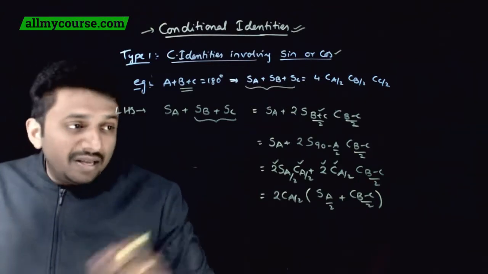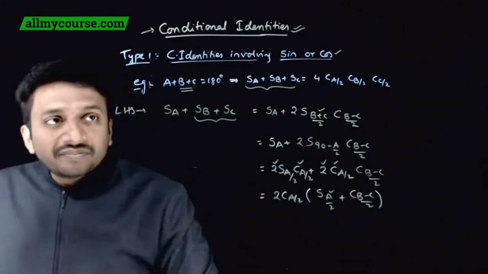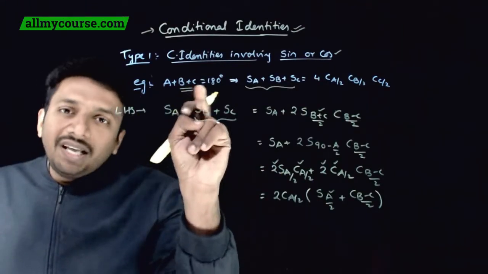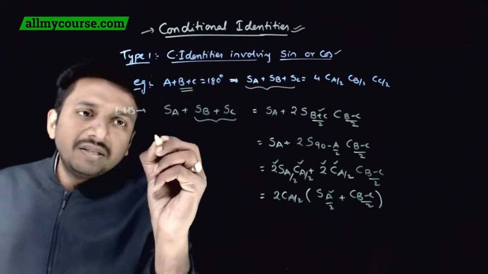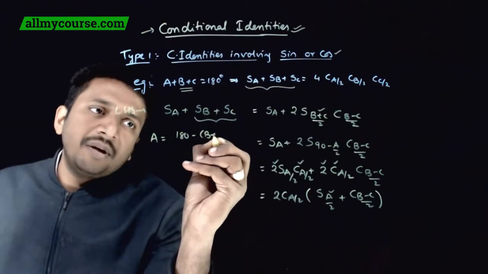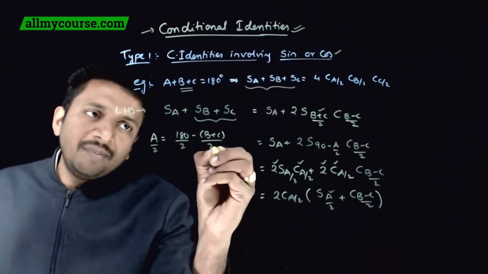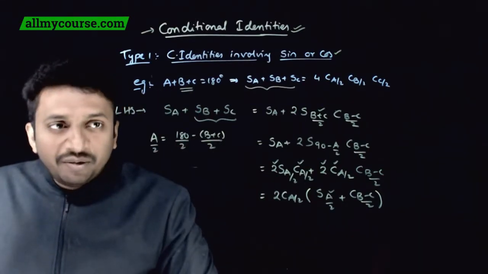Now I'll again use the condition. What is A? A is nothing but 180 minus (B plus C). So what is A by 2? A by 2 is 180 by 2 minus (B plus C) by 2.